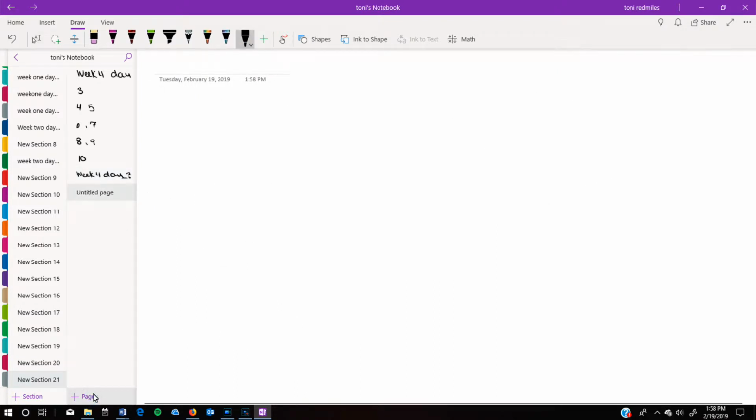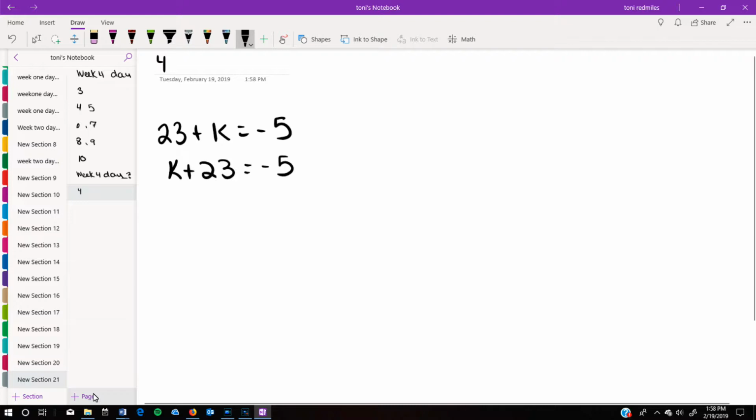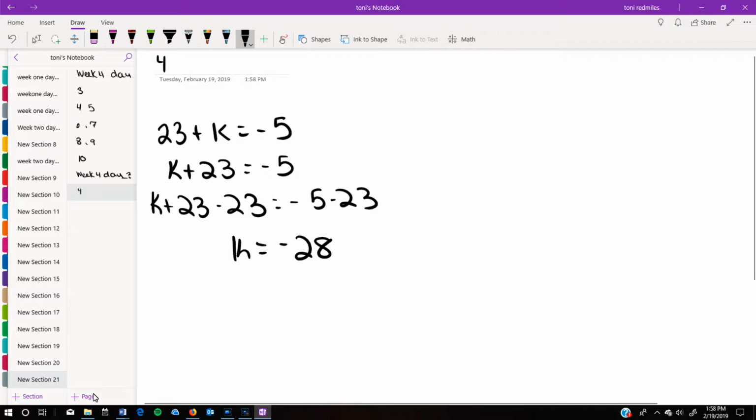All right. Number 4. If this confuses me, I can always rearrange as long as everything keeps its same sign value. The k is still positive, 23 is still positive, and the negative still is on the 5. So now I can see 23 is adding to the k, so to undo it, I have to subtract it from the k. What I do to one side, I have to do to the other. My answer becomes k equals a negative 28.